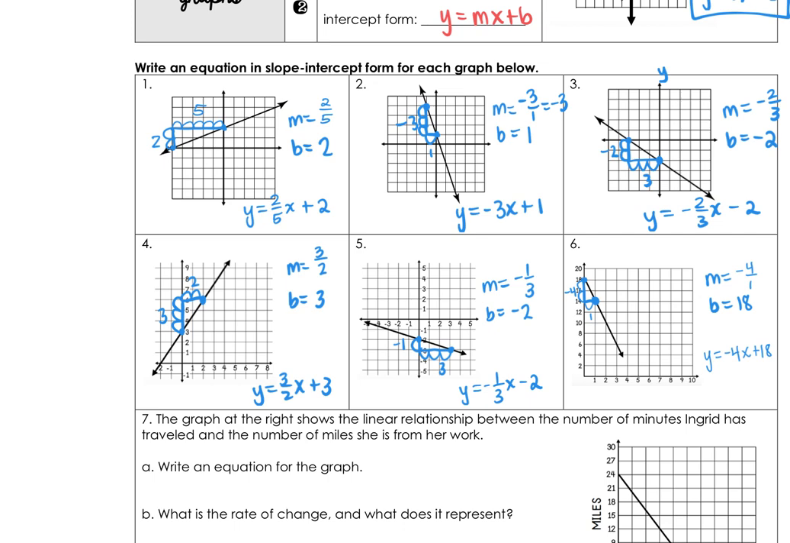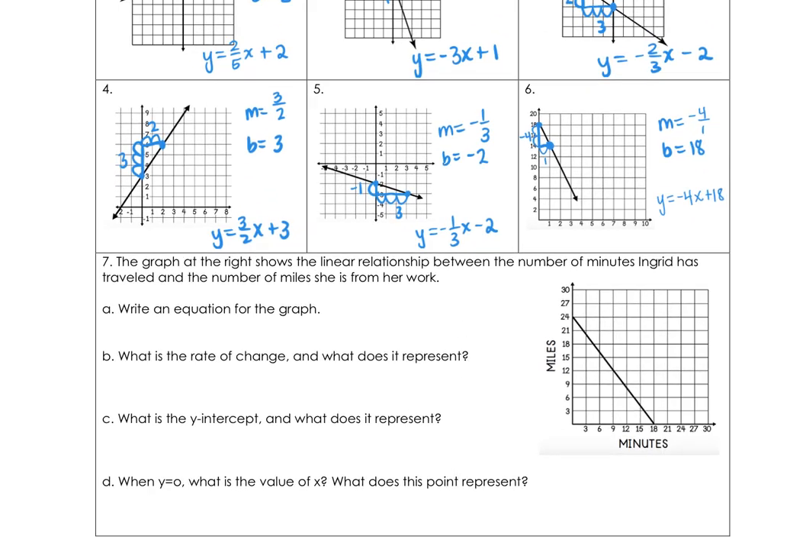Any questions on identifying what's the slope, what's the y-intercept, plugging them in? Cool, let's put some real life context to it, which doesn't make it any harder. We're just going to be reading what's the x and the y representing, what's the rise or the run representing, and putting those words with the numbers.